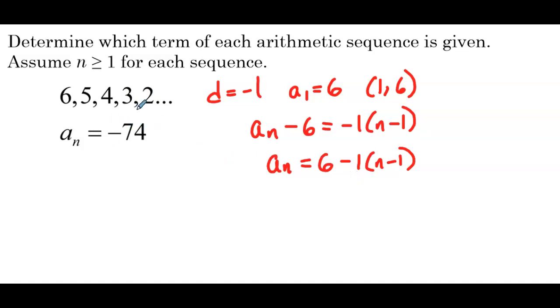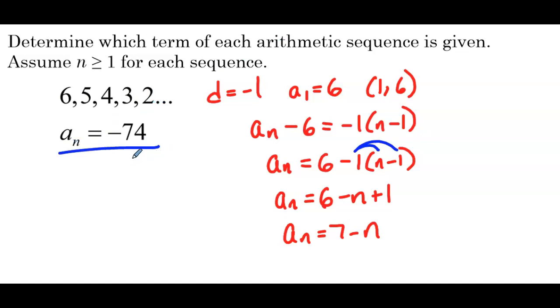Now, because we're going to set it equal to negative 74 at some point, let's clean this up to make our life easier. And we've done that in previous examples anyway. So we can distribute this negative 1. So 6 minus n plus 1. So a sub n equals 7 minus n. The reason for simplification is they told us what a sub n is equal to, right? It's equal to negative 74.